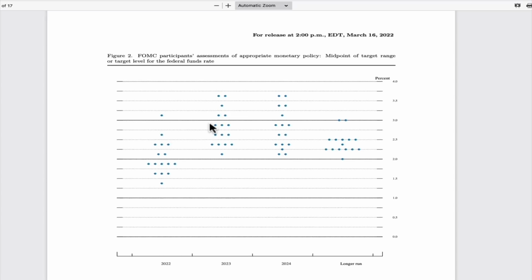Here is the assessment of appropriate monetary policy. Each dot is one voting member of where they think in the end of 2022 rates will be. You've got somebody saying, well, a little bit under 1.5, looks like about 1.3. The majority are here just below 2%. There's your 1.9. You got somebody way up here at just a little over 3%. This is 2023. Here's the range of where each member thinks that the terminal rate will be at the end of the year, 2023, 2024, and then lowering in 2025.